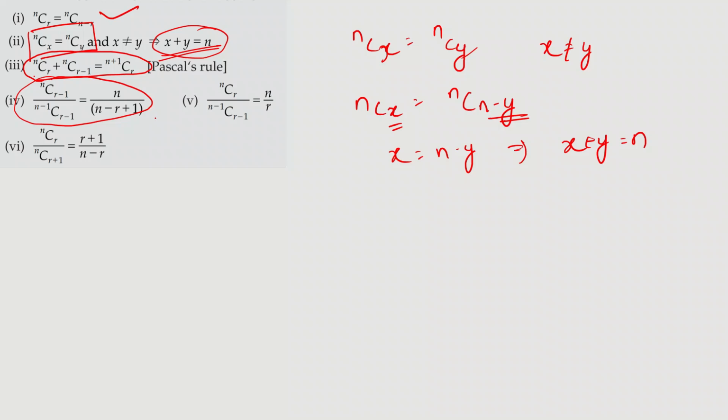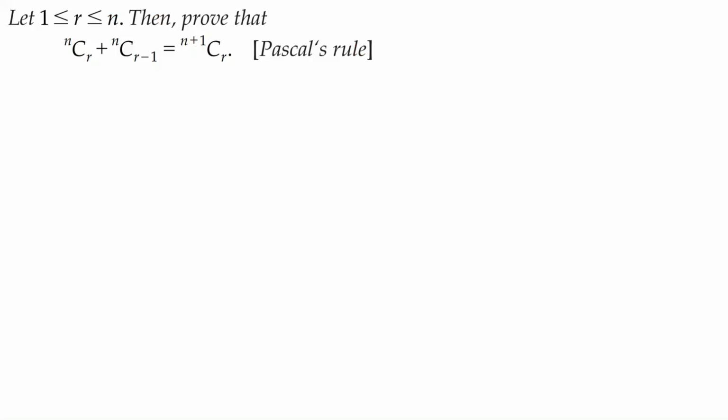NCr minus 1 by n minus r plus 1 is this thing, so you can give it a try, and this we have just now discussed. I hope you have done it. And this is another formula. These are just for practice purposes. You can try them. You must actually, if you really want to understand these things. So let's prove Pascal's rule now. It is asking you to prove NCr plus NCr minus 1 is actually n plus 1 Cr.